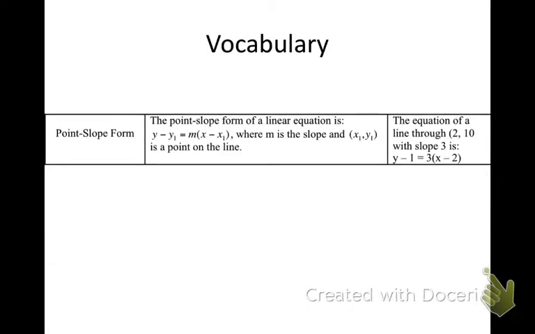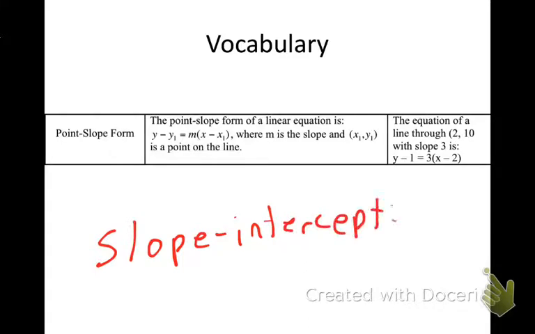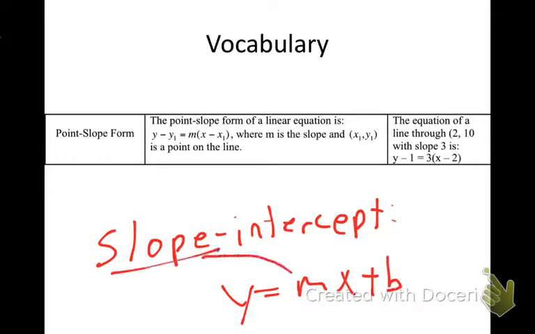Vocabulary here. Point-slope form. This is one of the vocab terms for today. If you recall, yesterday we learned another form, slope-intercept form. So a little review: who remembers what slope-intercept form was? It was y equals mx plus b, and it was called slope-intercept form because it gives me the slope and the y-intercept. Today we're going to talk about point-slope form.